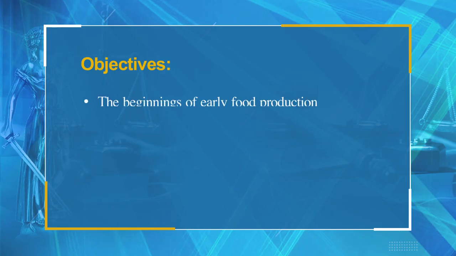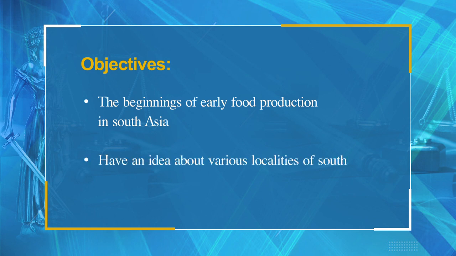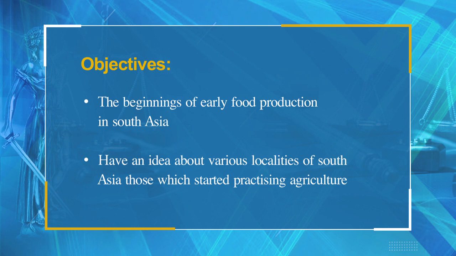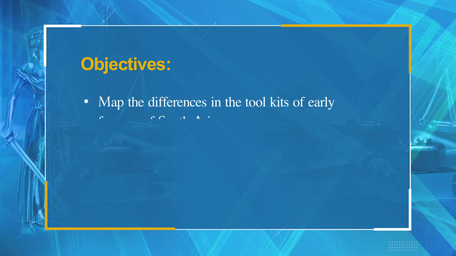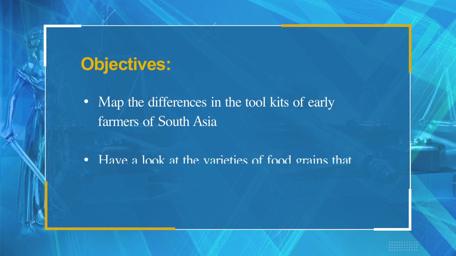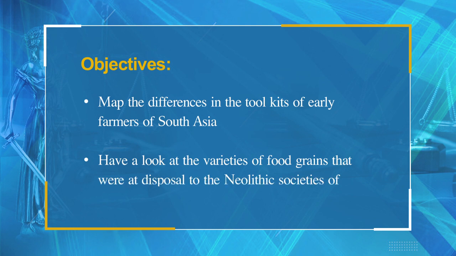There are certain objectives of the study, and after going through today's lecture, you will be able to understand the beginnings of early food production in the context of South Asia. You will have an idea about various localities of South Asia which started practicing agricultural activities. You will be able to map the differences in the toolkits of early farmers of South Asia. And then you will be able to have a look at the varieties of food grains that were at the disposal of the Neolithic societies of South Asia.